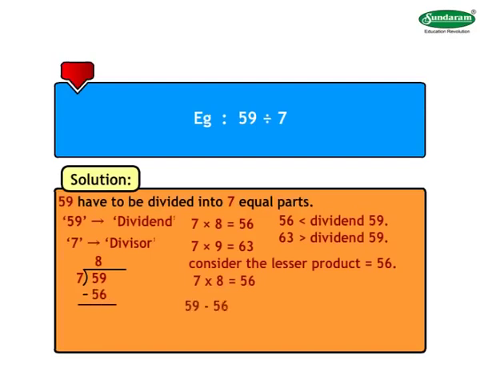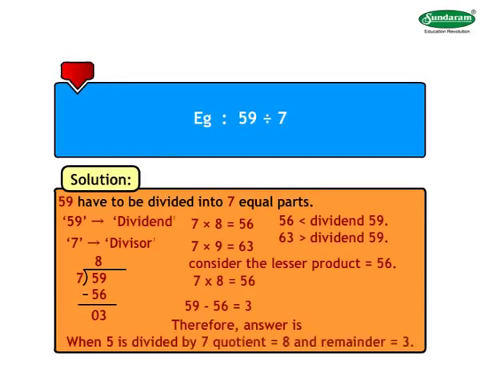59 minus 56 is equal to 3. Now, we cannot divide 3 by 7 and we do not have any digits after 9 in 59. So, 3 is considered as the remainder and the quotient is 8. Therefore, answer is when 59 is divided by 7, quotient is equal to 8 and remainder is equal to 3. Now let us learn how to divide a 2-digit number by a 2-digit number.